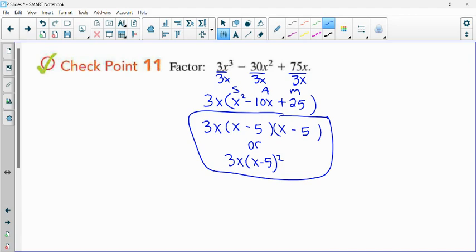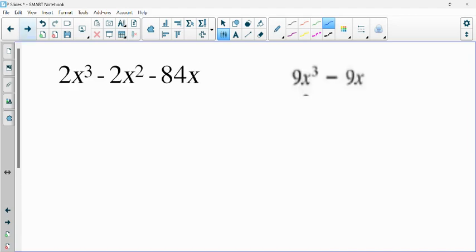All right, so you're going to take a moment and try these next two. These are also going to require more than one set of factoring. So that repeated factoring that we're talking about, you have to factor it once and then keep factoring.